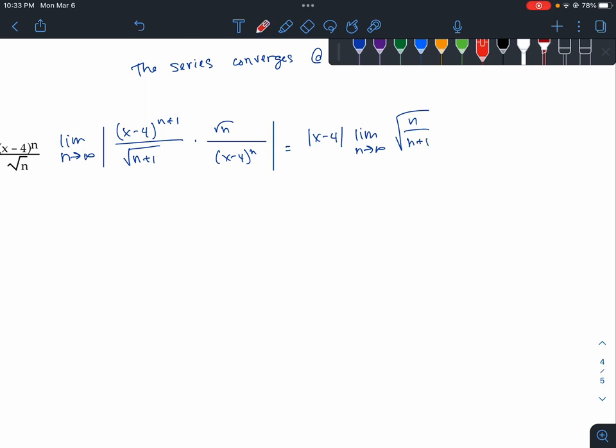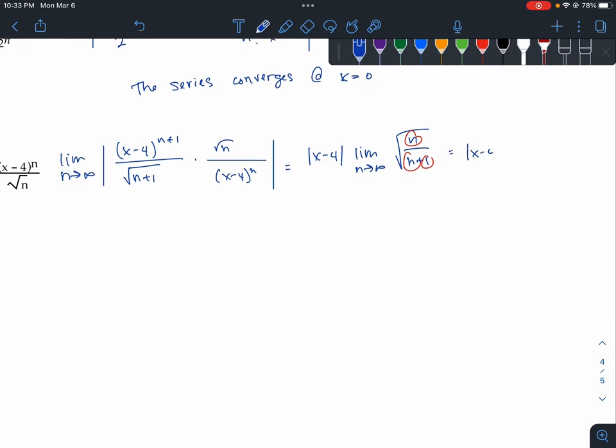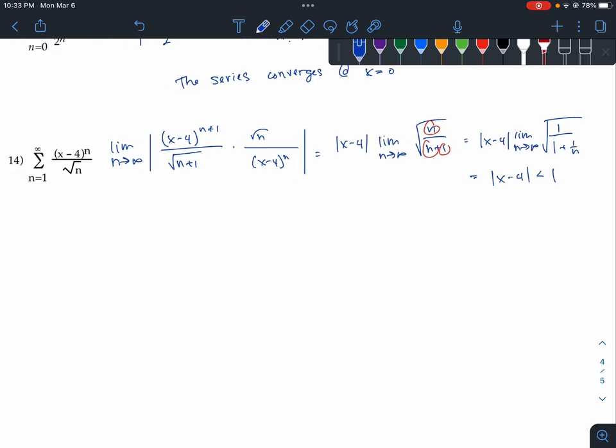And here I can divide every term by n. That will make my limit a lot easier to solve. So then that would be equal to x minus 4 times the limit as n approaches infinity of the square root of 1 over n divided by 1 plus 1 over n. And if I allow the limit to go to infinity, this is 0. We have the square root of 1, so it's equal to 1. So equal to x minus 4. So this is what my limit converges to. And if it is less than 1, then it converges.